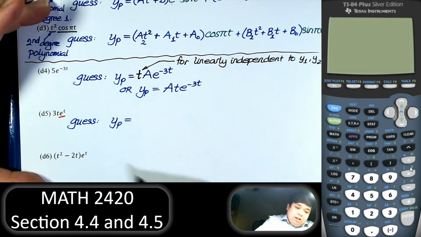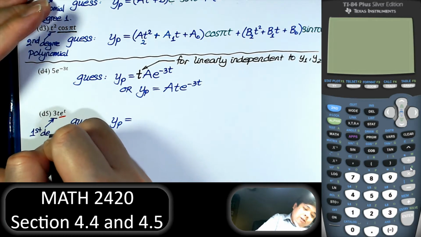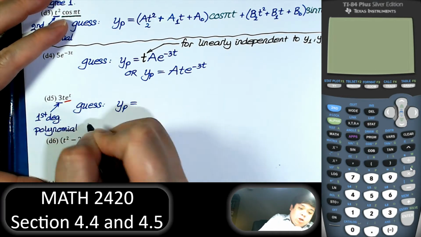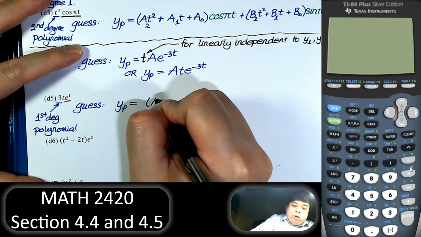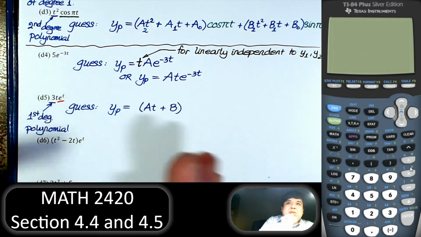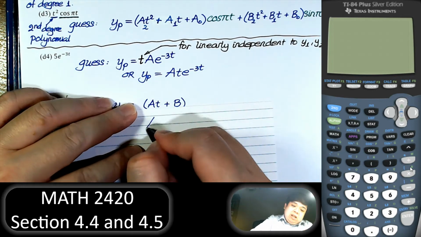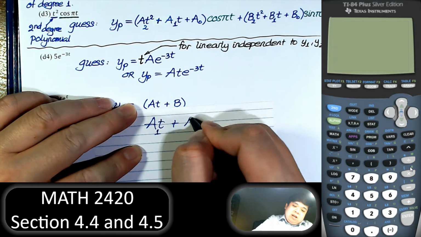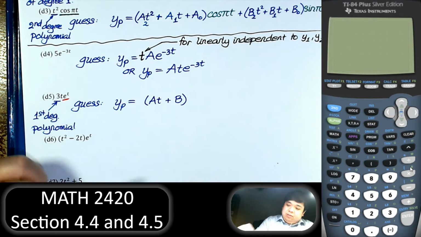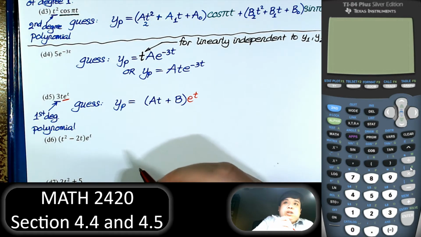And then we have a first degree polynomial. So our guess will be a first degree polynomial, at plus b, or a1t plus a naught. Because in the book or in the answer you might want to write a1t plus a naught. Still the same thing though. And then e to the t.